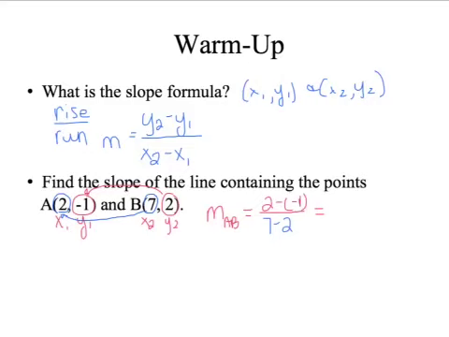Alright, so the numerator, 2 minus -1. Well, hopefully you remember that when you subtract a negative, it turns into positive. So I get 2 plus 1, which is 3. In the denominator, 7 minus 2, well, that is 5. So the slope between points A and B is 3 over 5. Up 3 over 5.